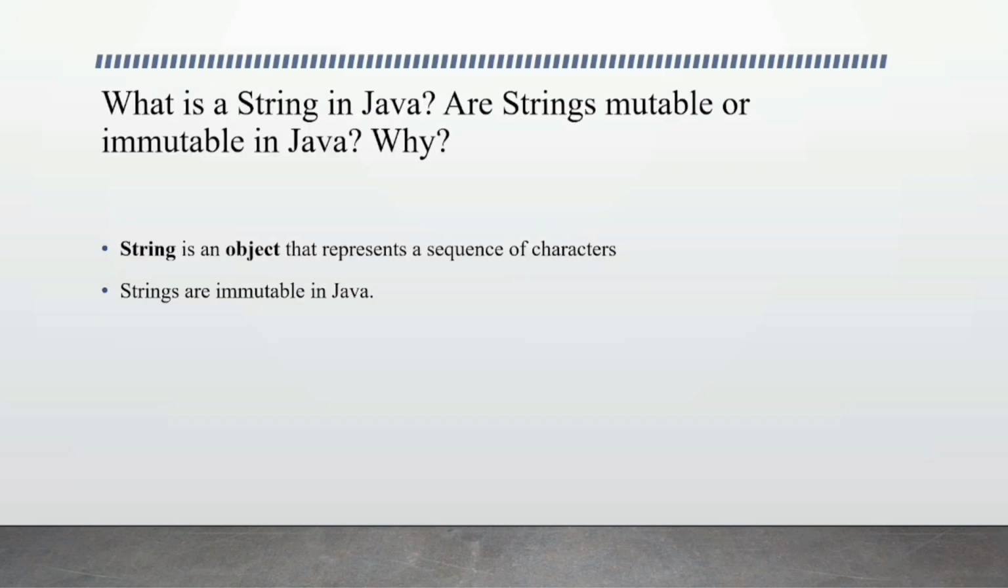Next question is, what is a string in Java? Are strings mutable or immutable, and why? A string is an object that represents a sequence of characters. Strings are immutable in Java. Whenever we create strings, they are stored in the string constant pool. We are not allowed to modify the string. If you try to modify the string, it creates a new string. Mostly strings are used for high security purposes. For example, strings can be used for file path, database connection, network connections, username, and password. So strings are immutable in Java.